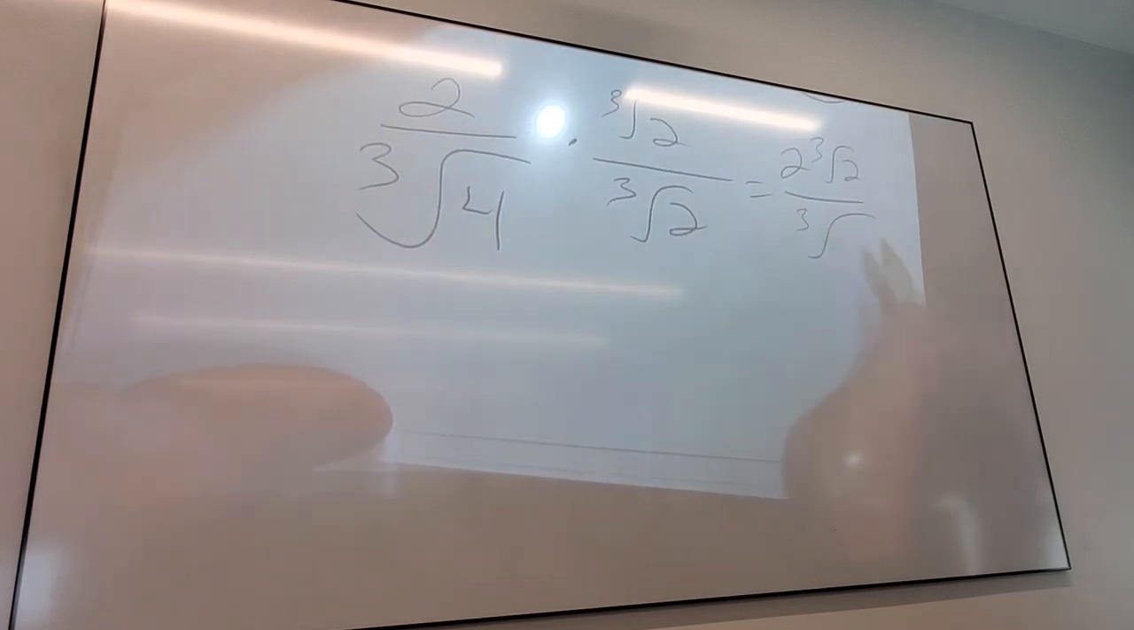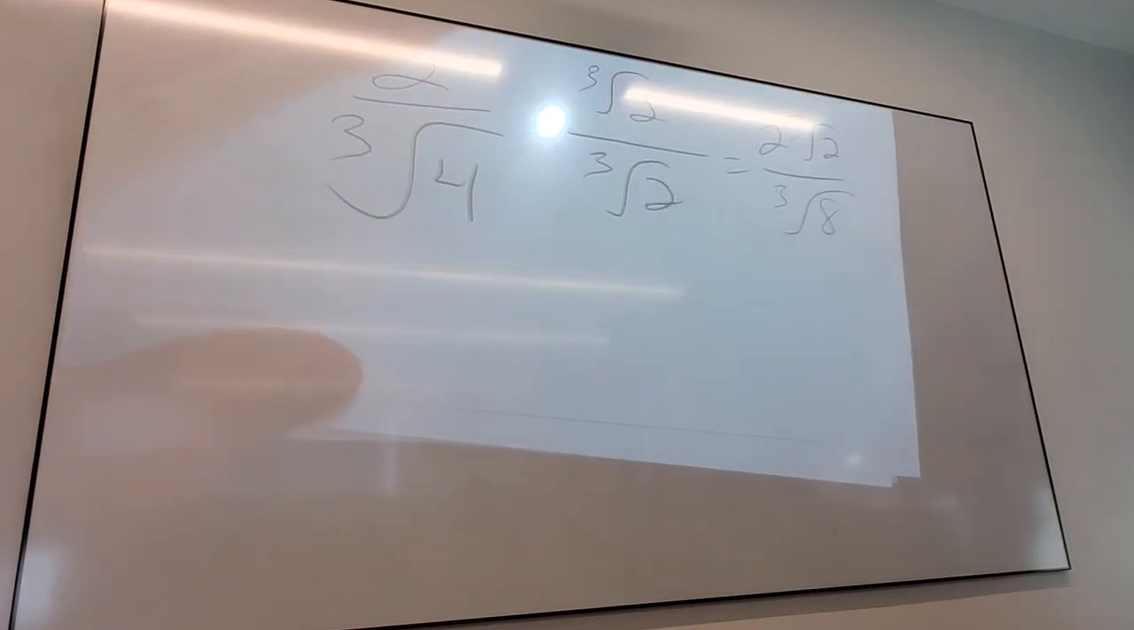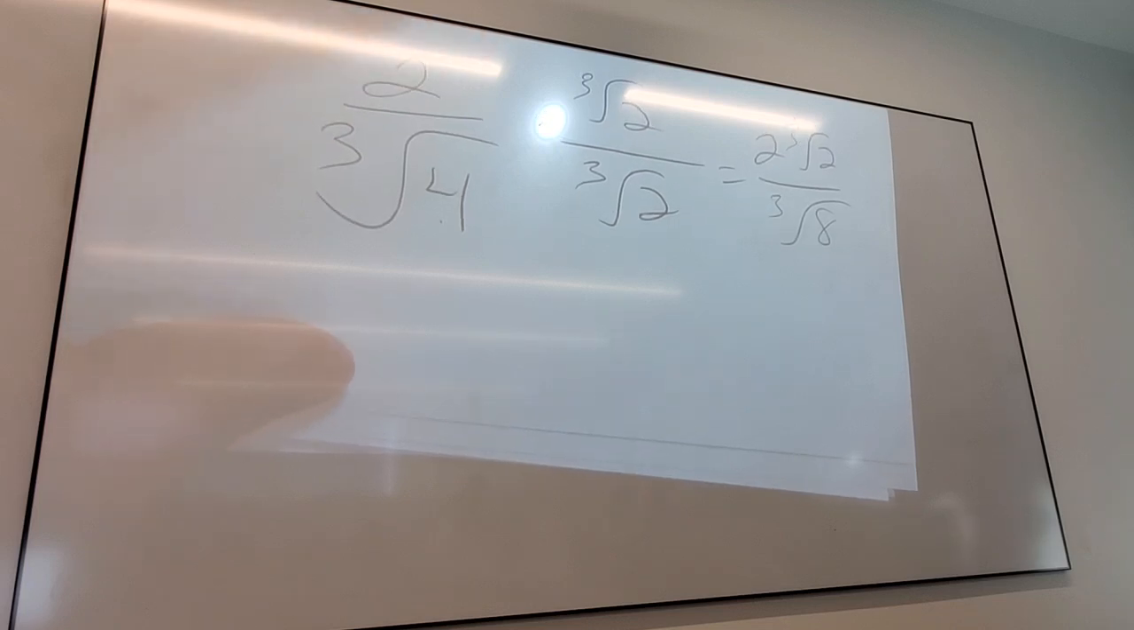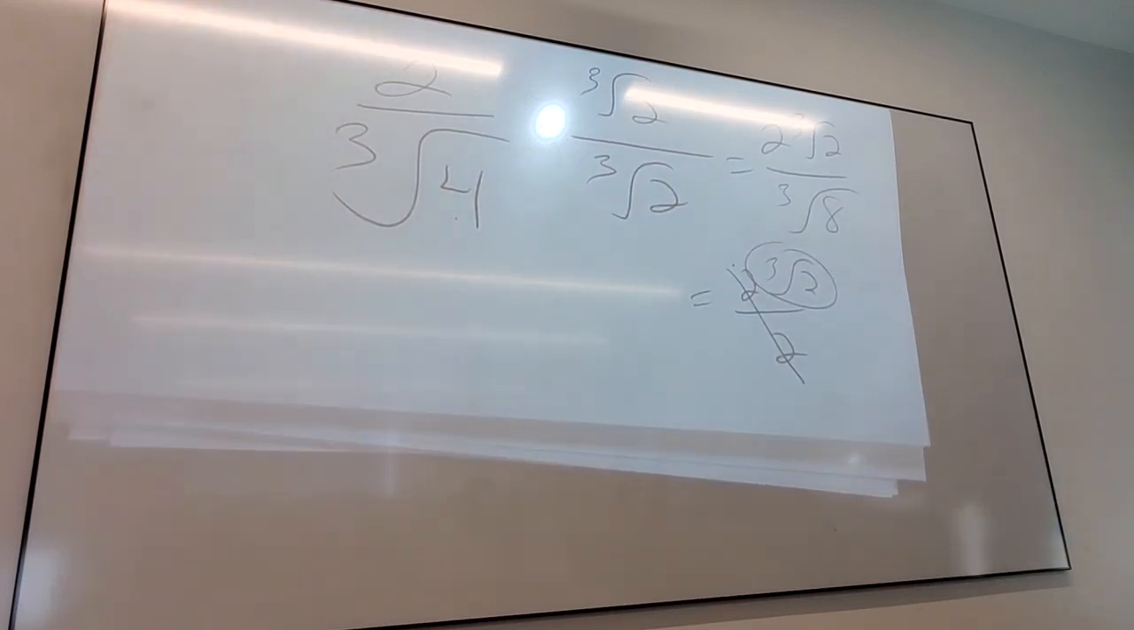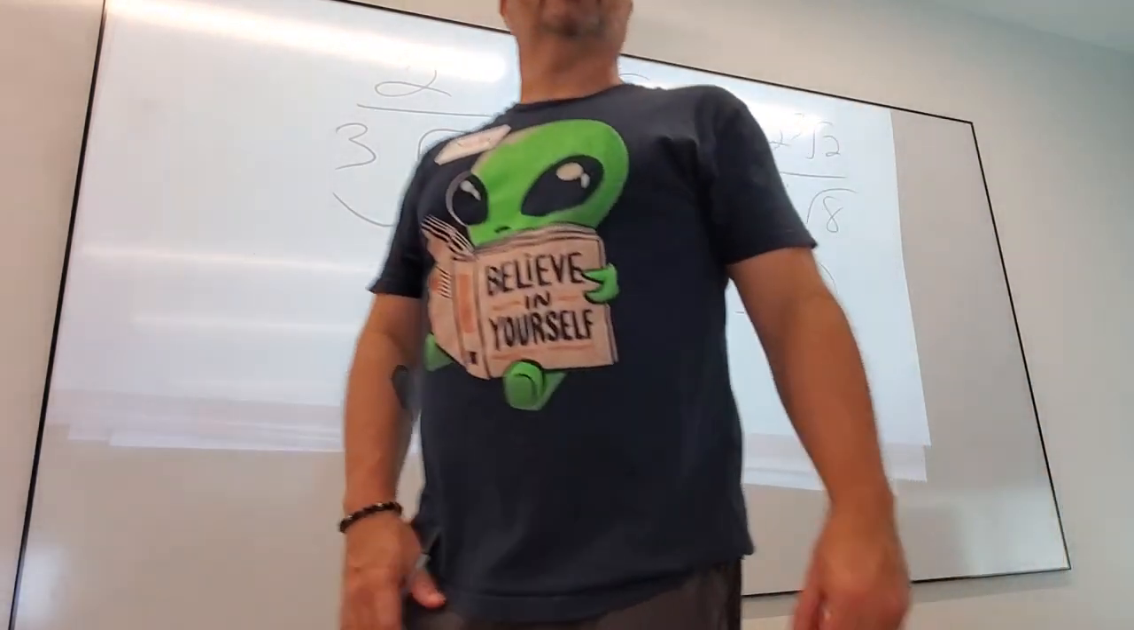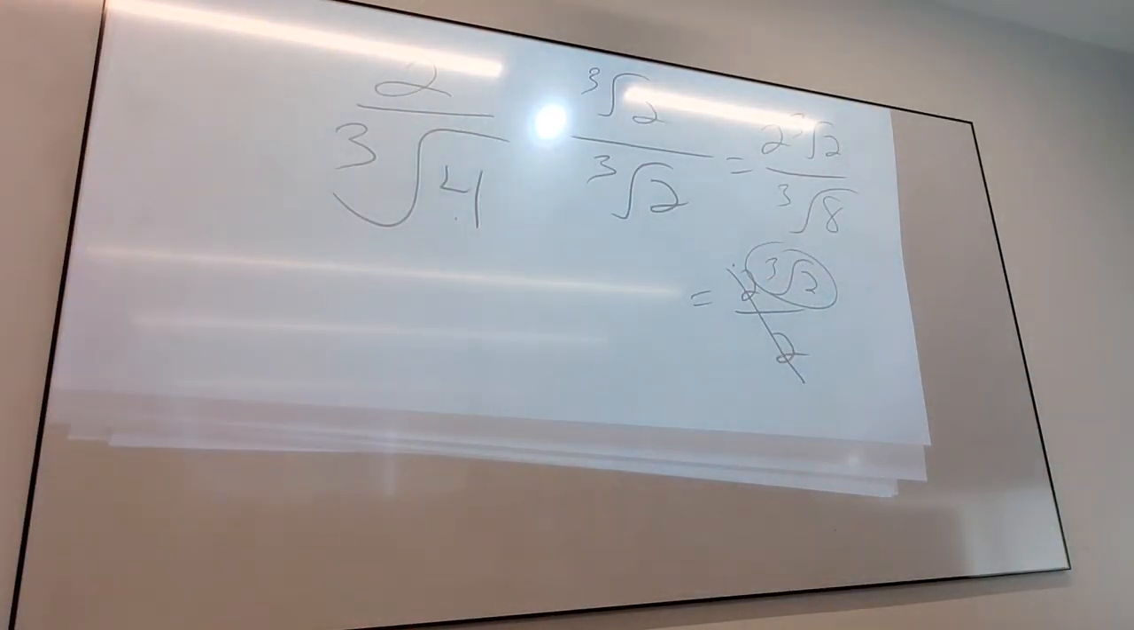So if I multiply by the cube root of 2, I got 2 cube root of 2 over, now this one I'm okay with. If you do this, what's 4 times 2? And what's the cube root of 8? And then these 2 2s cancel. So I get the cube root of 2. Okay. You guys kind of with me?